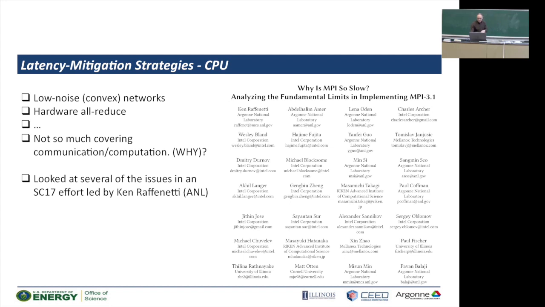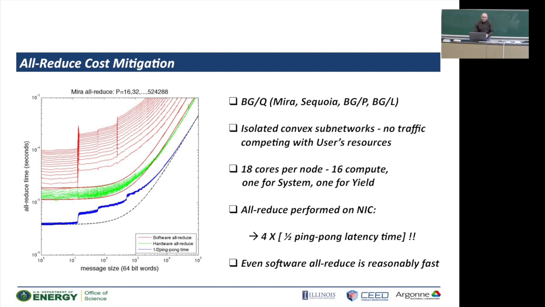We don't cover communication with computation, as I mentioned. We looked at a lot of these issues, an effort led by Ken Raffenetti at Argonne. They chose this title, I didn't, but the title was "Why is MPI so slow?" It was an SC17 paper. And Ken gave a very nice talk about what they could do, and in particular, what they could do to reduce latency. So that paper does look at those issues.